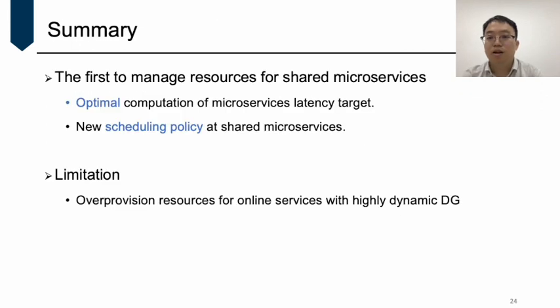In summary, we are the first to manage resources for shared microservices. Two key techniques are computing the latency target for microservices with a complicated dependency graph and implementing priority-based scheduling for shared microservices. The system has a limitation: it tends to allocate over-provisioned resources for microservices with a highly dynamic dependency graph. Our future work is going to address this problem.